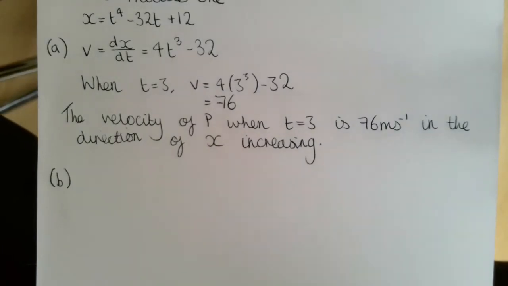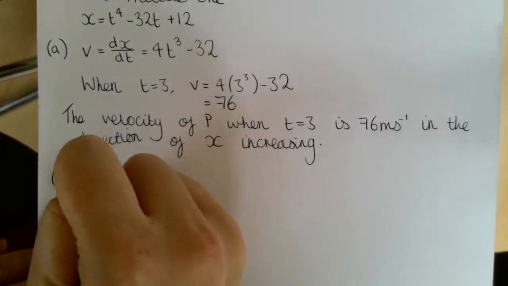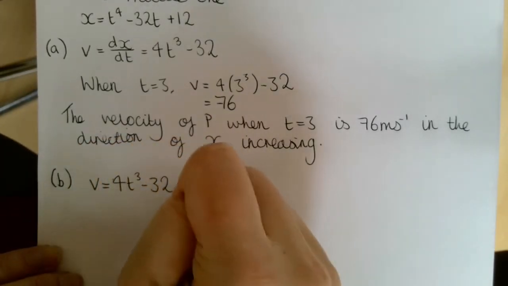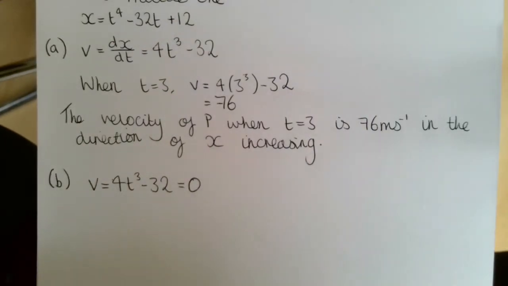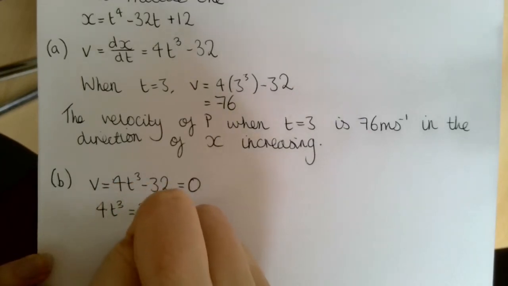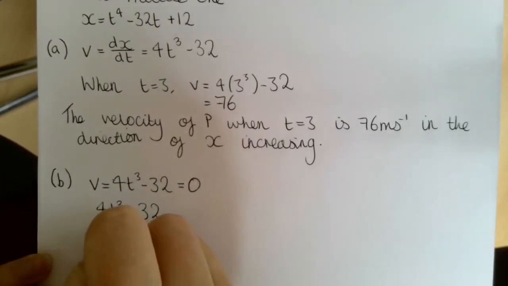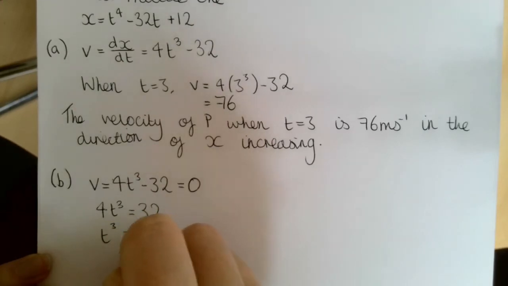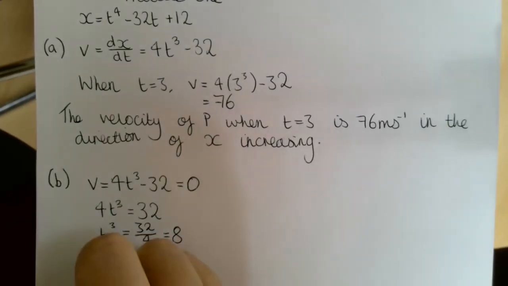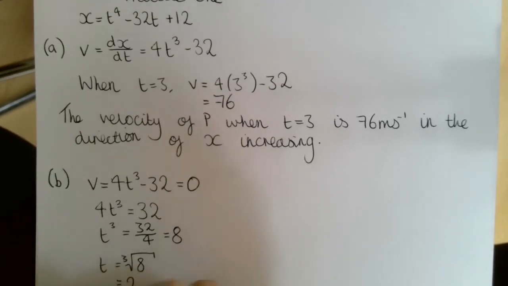For part B, we're asked to find the value of t for which P is instantaneously at rest. So we want to find out the value of t when the velocity is 0. So we've got v equals 4t cubed subtract 32. We're going to set that equal to 0. So we get that 4t cubed is equal to 32. T cubed is equal to 32 divided by 4, which is equal to 8. So t is equal to the cube root of 8, which is 2.